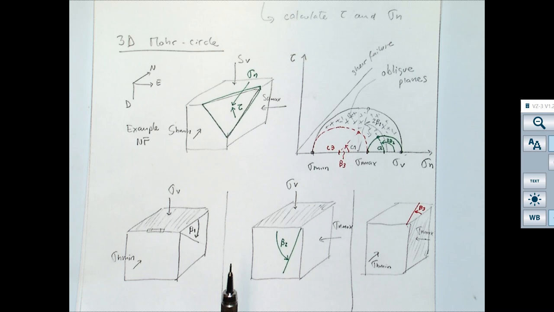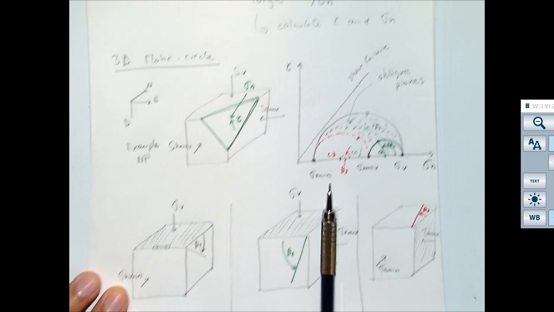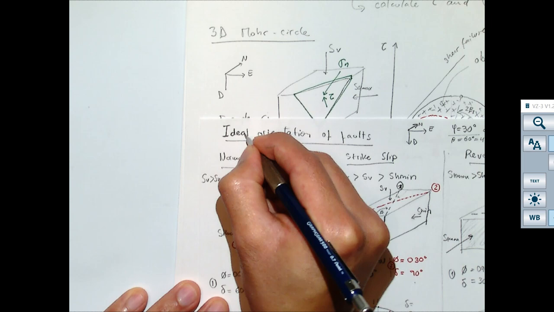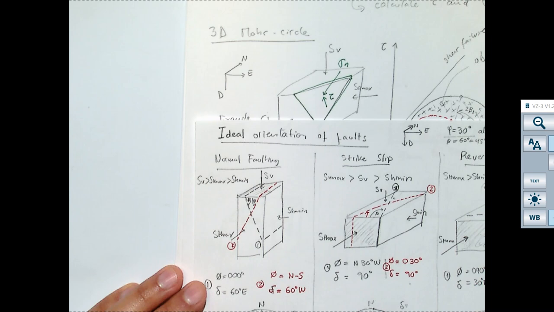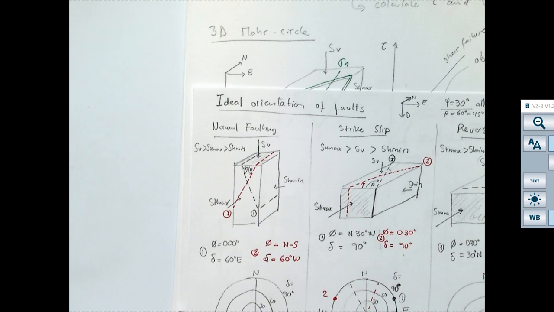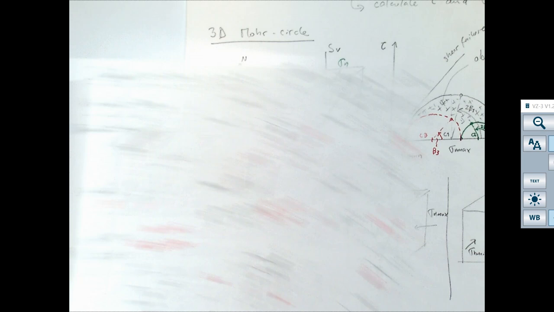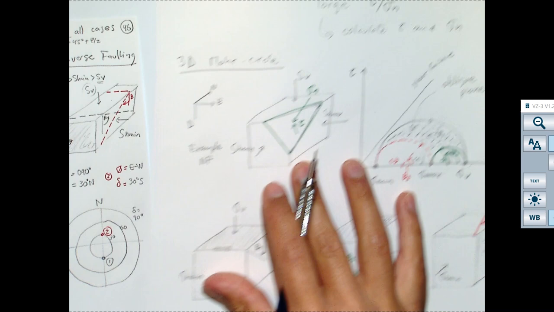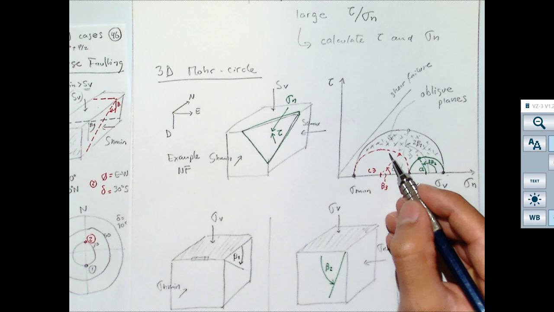Okay, so what we were doing before, this is very important you remember, would be the ideal orientation of faults, or you could also think of this as the point of maximum shear stress to normal stress. We were just looking at one condition that gives you two solutions, two planes. But all of these would be just points somewhere over here. Now this is a general case, in which we have all possible orientations and we have also planes which are not aligned with the principal stresses.